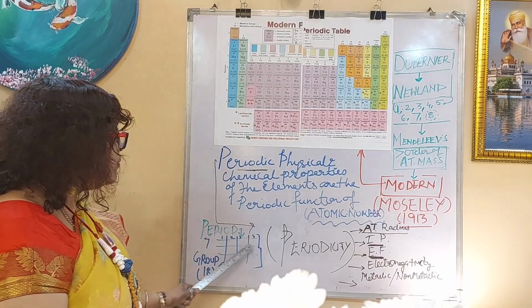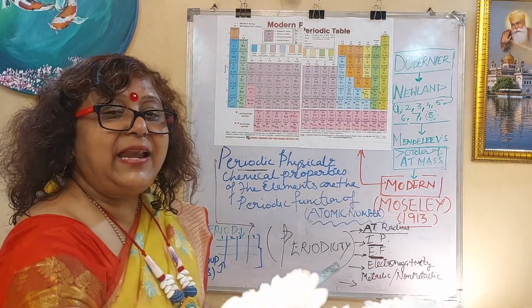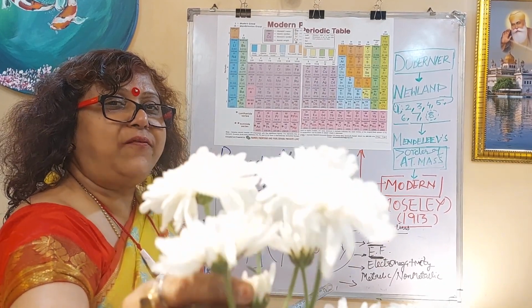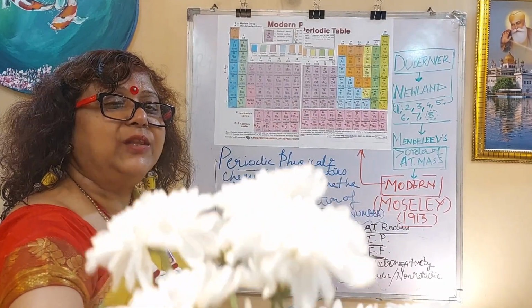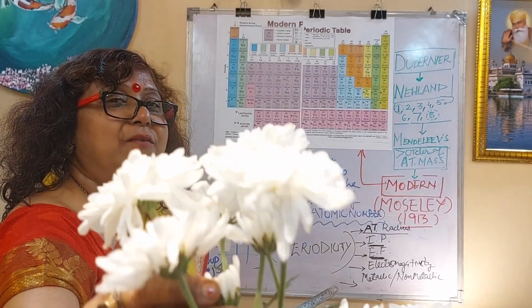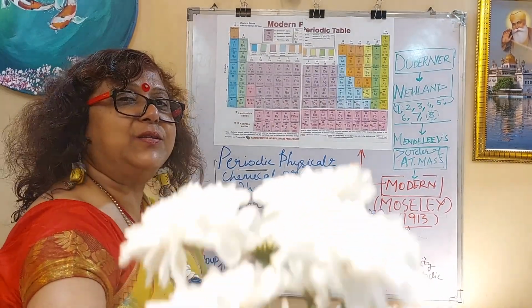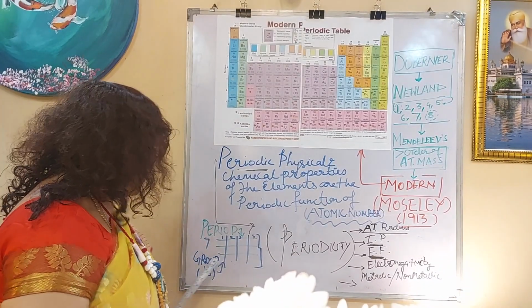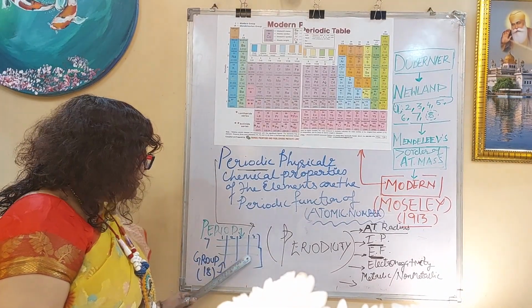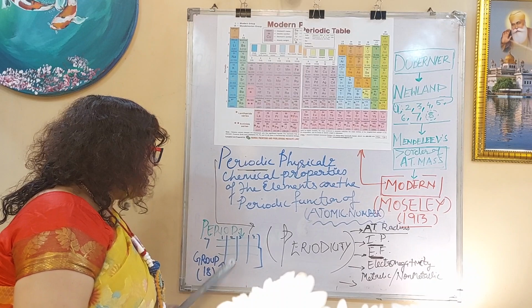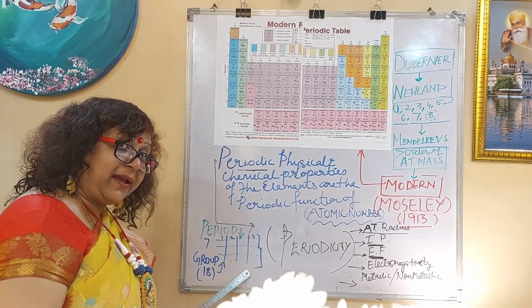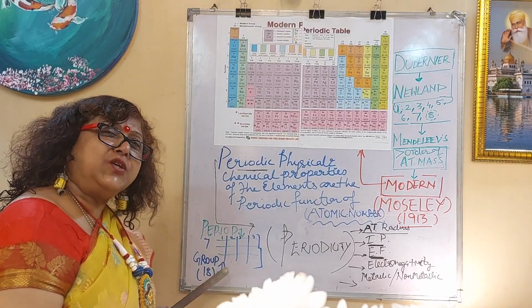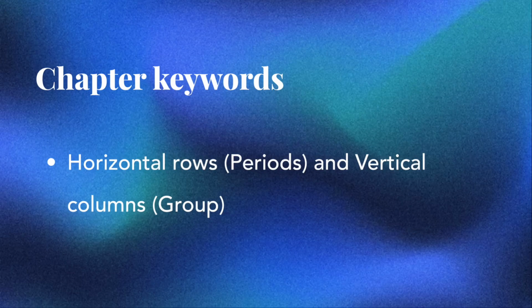The horizontal rows, I can tell you, this flower which I have kept here, this white one, the horizontal rows is nothing but the period. So we will study it in terms of the flower also and what I have drawn here also. The white flowers are the period, remember, and the groups are the columns. Groups are the vertical columns, the columns like we make, right? And they are termed as the word group. So these are the other two keywords, period and group.